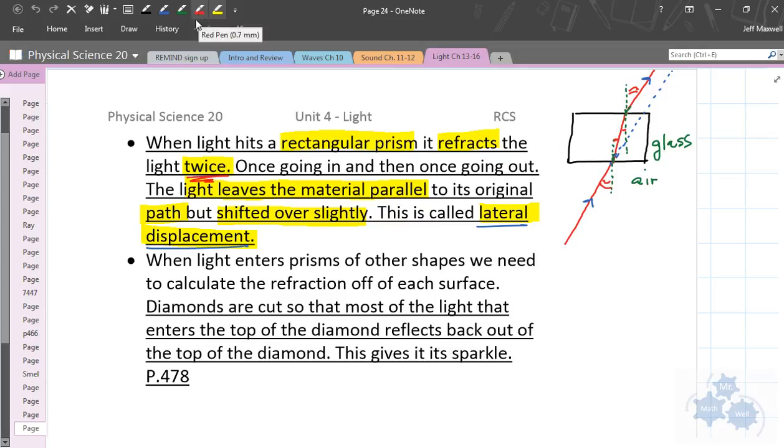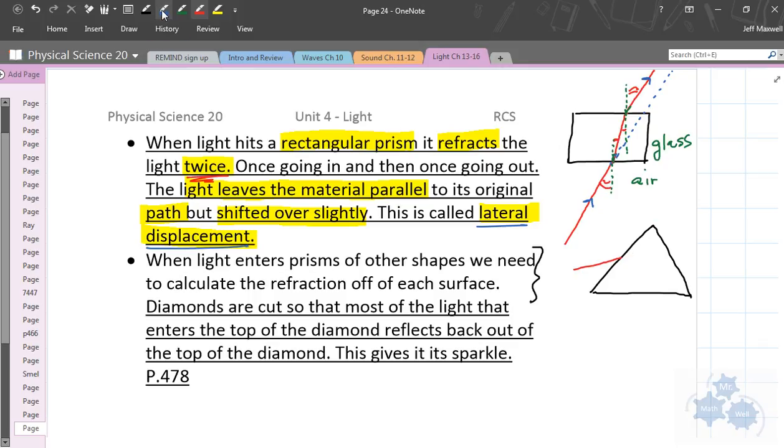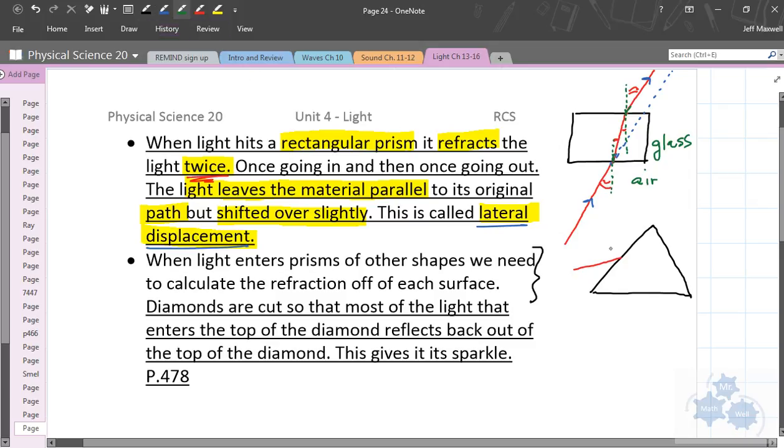Before we talk about the diamond, the typical diamond shape, let's talk about that triangular prism. Okay, so let's draw this triangular prism. And this part right here that says we need to calculate the refraction off of each surface looks like this. Let's say that we have a light ray that comes in like this. Okay, write this down. The normal is like this. So draw this triangle, draw a light ray coming in at an angle, draw the normal.